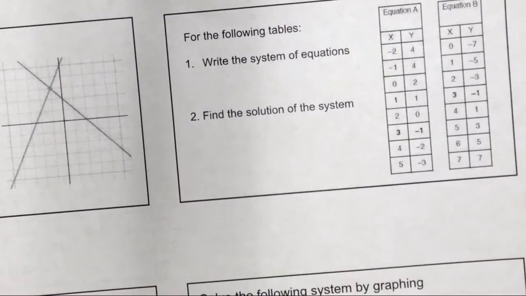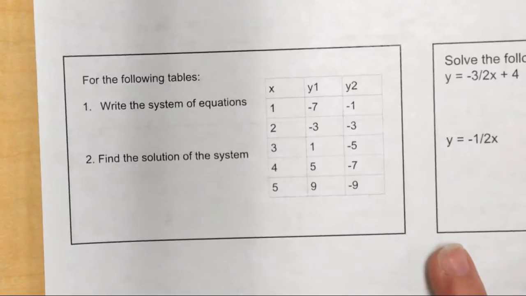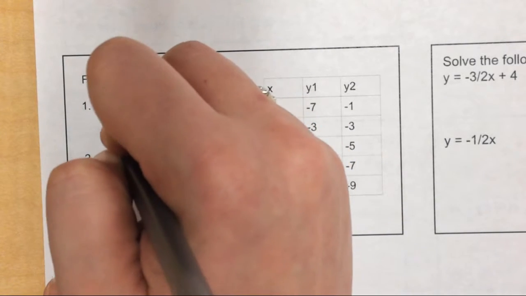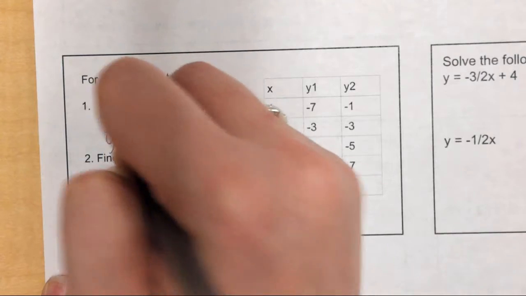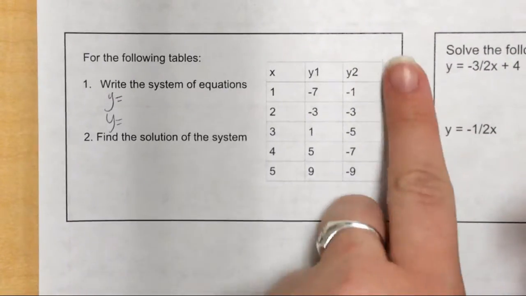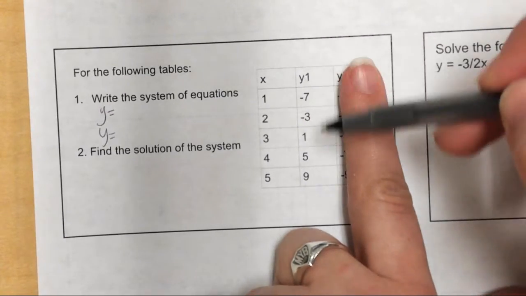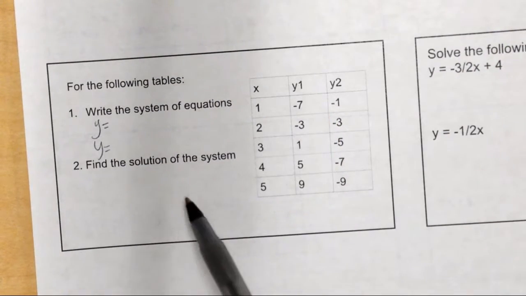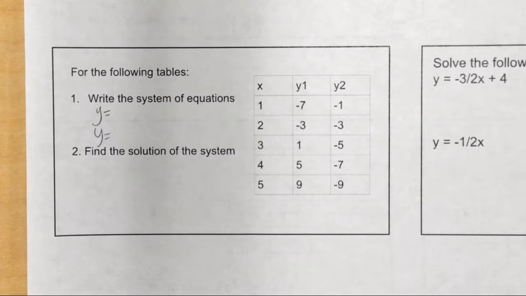Okay, so let's try this one. I want you to press pause and, on your own, write the two equations. Cover up y2, find the equation of y1, cover up y1, find the equation of y2, and then tell me what the solution is. Okay, so hopefully you did that on your own. Let's go over it.